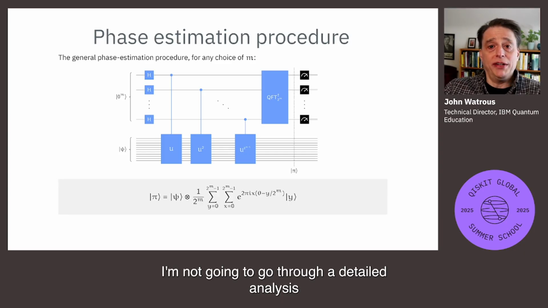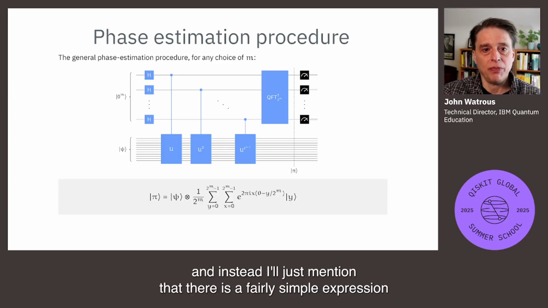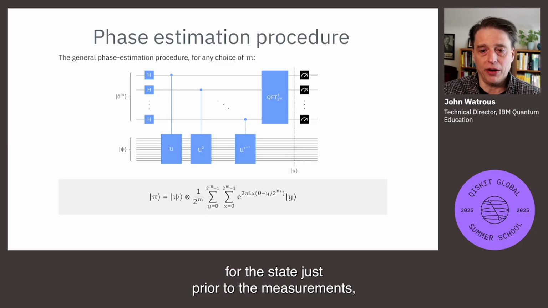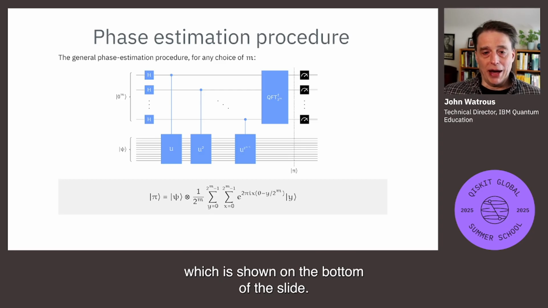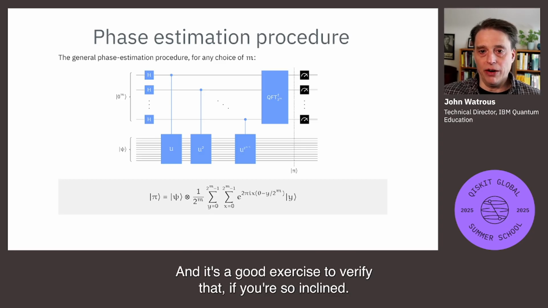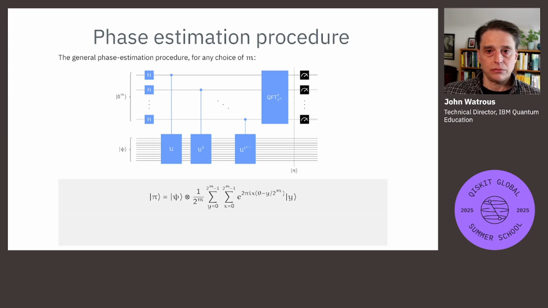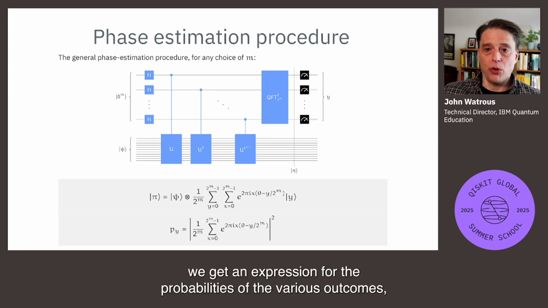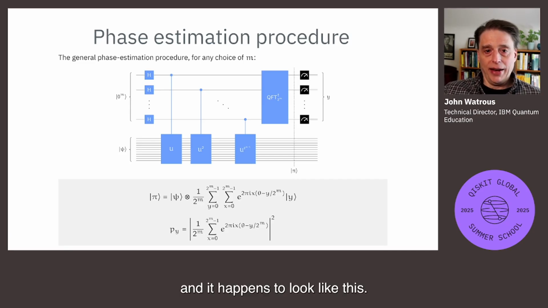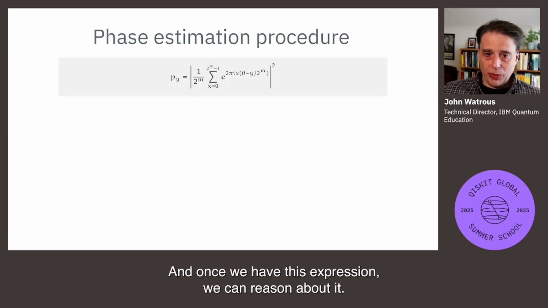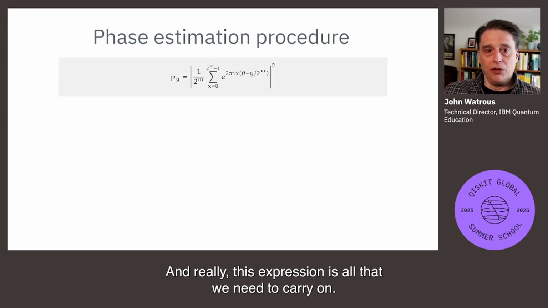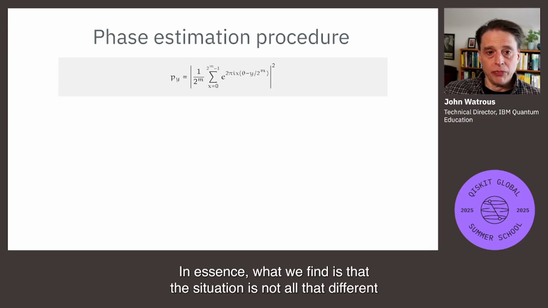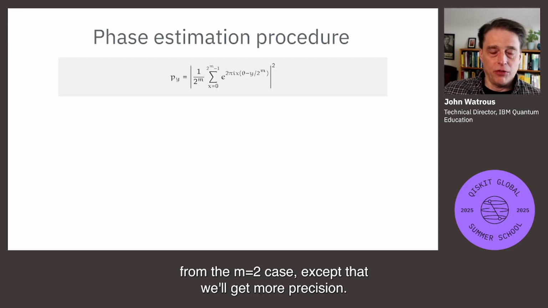I'm not going to go through a detailed analysis of this circuit in this presentation, and instead I'll just mention that there is a fairly simple expression for the state just prior to the measurements, which is shown on the bottom of the slide, and it's a good exercise to verify that if you're so inclined. From that state, we get an expression for the probabilities of the various outcomes, and it happens to look like this. And once we have this expression, we can reason about it, and really this expression is all that we need to carry on. In essence, what we find is that the situation is not all that different from the m equals 2 case, except that we'll get more precision.